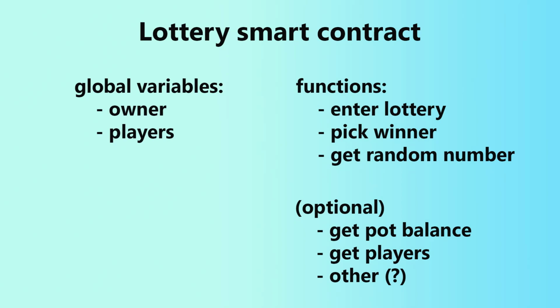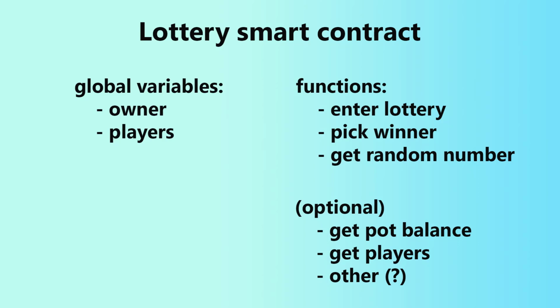Before we start coding, let's establish a basic architecture for our smart contract. The principle behind a lottery is pretty straightforward. Players enter the lottery by contributing a certain amount of money. That money constitutes the lottery pot. Then at some point, a winner is chosen at random, and they receive all the funds from the pot.